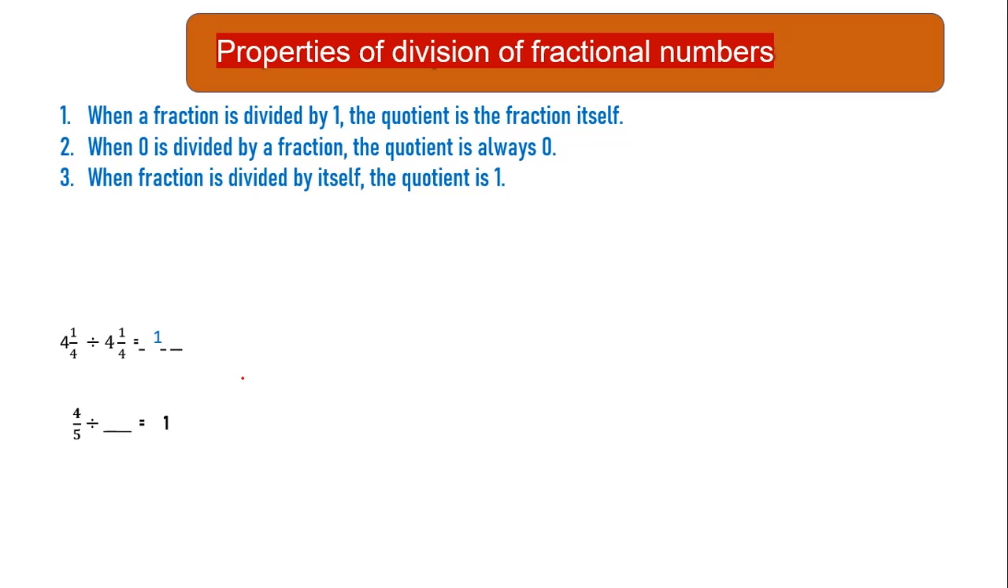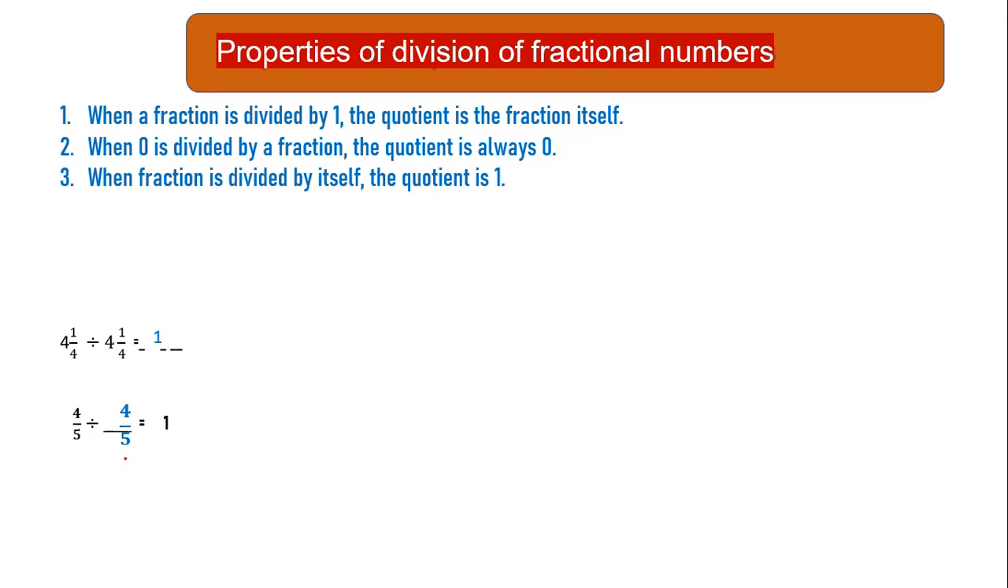Second, 4 by 5 divided by dash is equal to 1. Again, this is also on property number 3. We know that when we divide any fraction by the same fraction, then only we will get the quotient as 1. Since to get quotient as 1, we have to divide this fraction 4 by 5 by the same fraction, that is 4 by 5. Hence, the answer 4 by 5 will come in the fill in the blank.